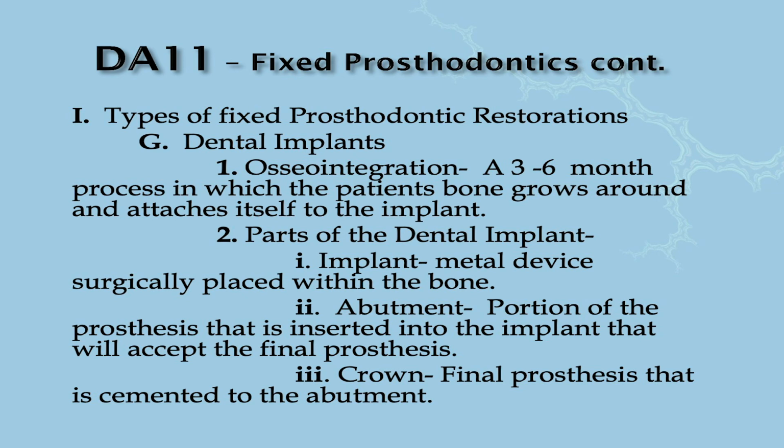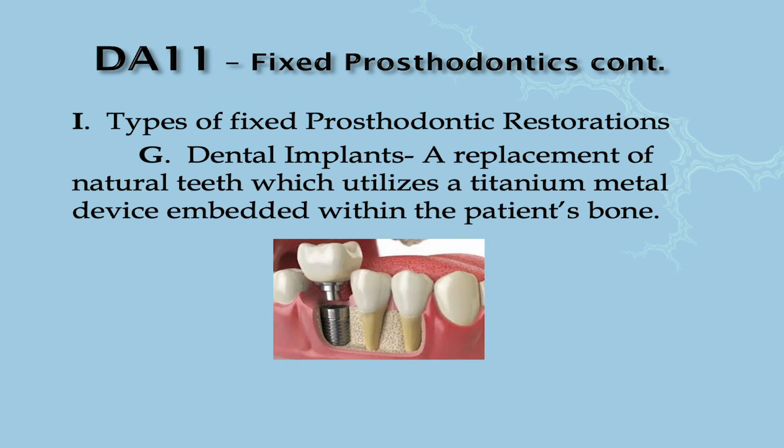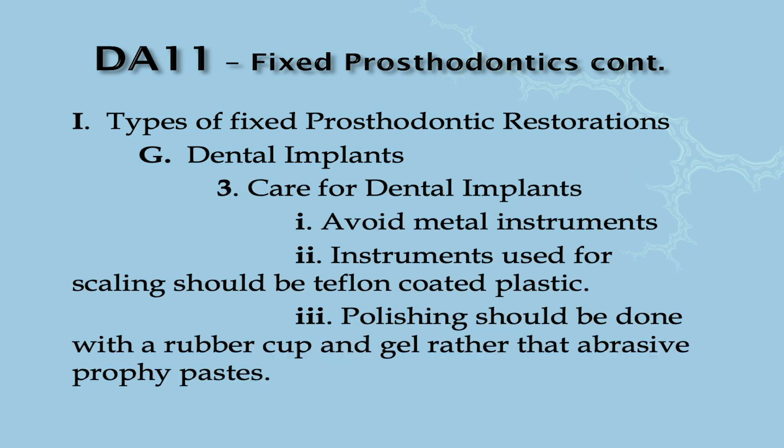The parts of the dental implant include the implant itself, the part that's surgically placed into the bone. You have the abutment part, the portion of the prosthesis that's inserted into the implant, and it then accepts the final prosthesis, which is the crown. So the crown is that final prosthesis, and it's either cemented or screwed onto that abutment.